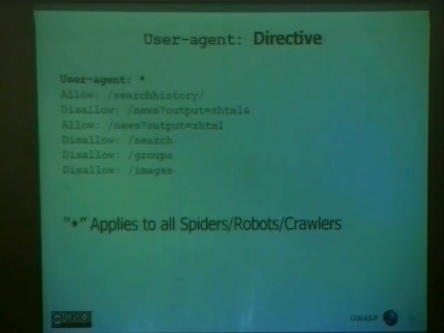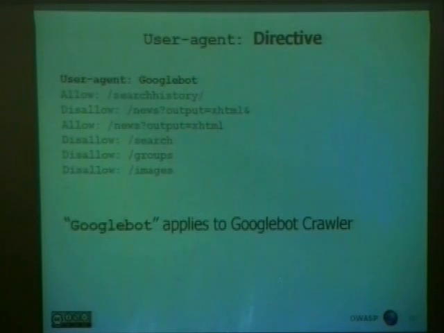What we can do is use an asterisk to apply to all spiders, robots or crawlers, or we can specify a particular user agent. In this case, the specification for the Googlebot is obviously Googlebot. So we can then say, for your particular robot, this is how I expect it to behave when it comes to retrieving content from my web server.